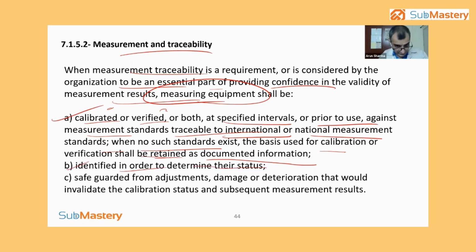Identified, yes, they should be identified. That means an identification number should be there for all the equipment under calibration or which goes for calibration. Safeguarded. That means protect them from what? Safeguarded from adjustment, damage, and deterioration. Deterioration means wear and tear. That would invalidate the calibration status. Invalidate means the calibration result will not be okay, will be wrong, and so will subsequent measurement results.